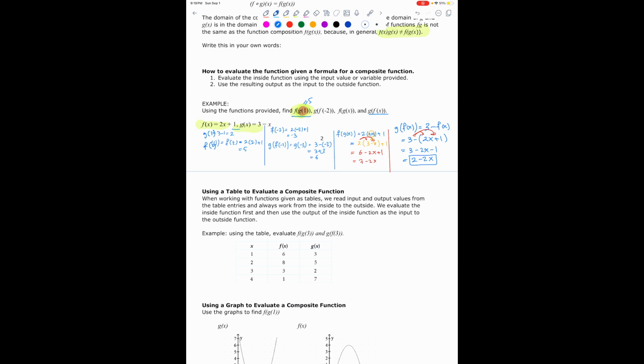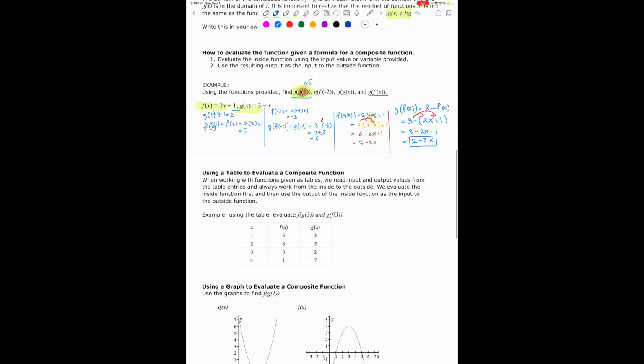Using a table to evaluate a composition of function, when working with functions given as tables, we read input and output values from the table entries and always work from the inside to the outside, just like we did with the numbers. We evaluate the inside function first and then use the output of the inside function as the input of the outside function.